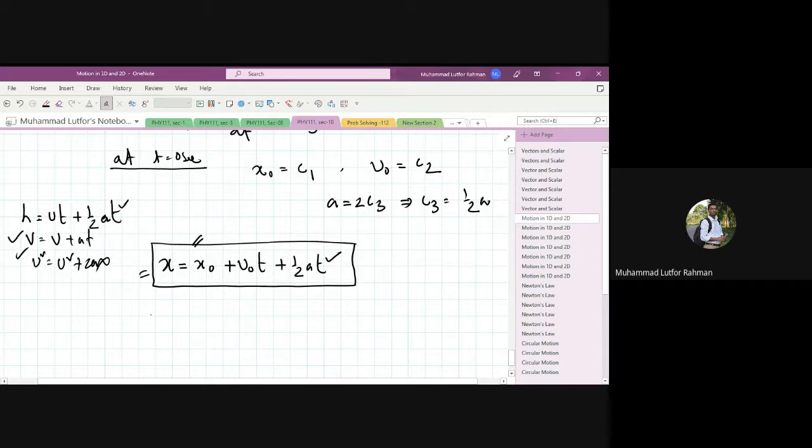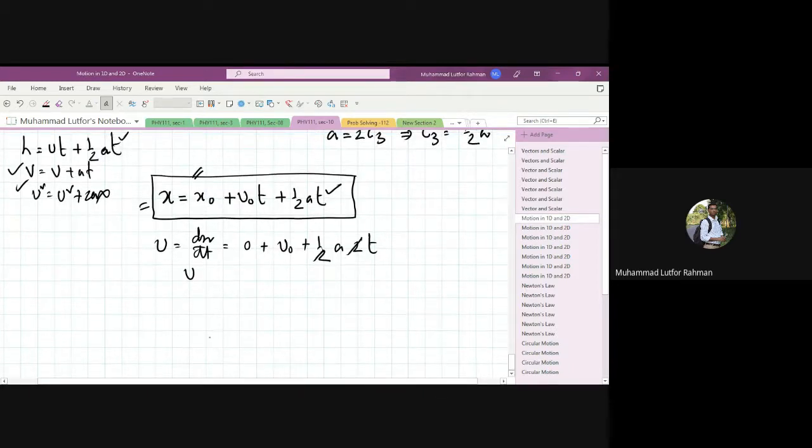You can check. If I want to find out the velocity from this equation, dx over dt, x naught will be 0 because it's a constant. You will find v naught, t will vanish, and it will be half of a into 2t. This will be cancelled out. We will find v will be basically v naught plus at, which is exactly v equal to u plus at. The other formulas could also be derived directly. So that's why this would be the most general equation of displacement.